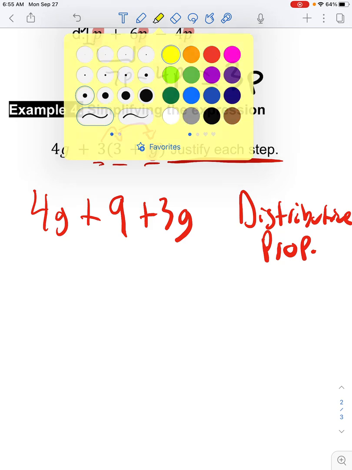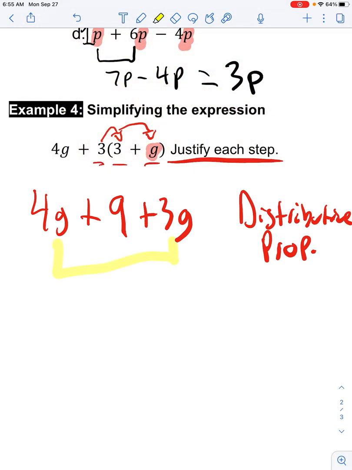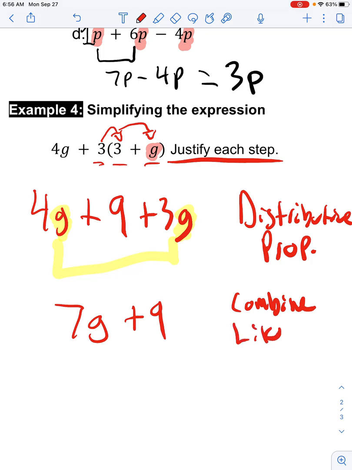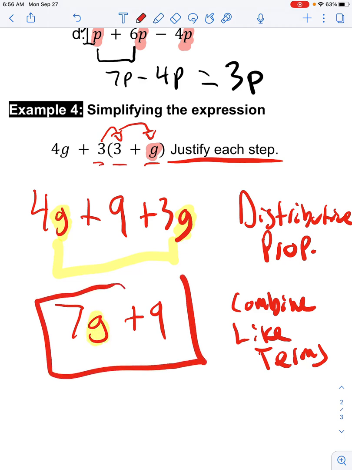So again, the word justify means explain everything. Now, my next step is to look and say, do I have any like terms? And I do. I see I've got a g here and a g here. So I'm going to add the coefficients. The coefficient, if you remember, is the number in front of your variable. 4g plus 3g is 7g. And again, that is combine like terms. Now, I don't know what g is, so I can't simplify it any further. So that's going to be my final answer, because until I know what g is, I can't do anything else.